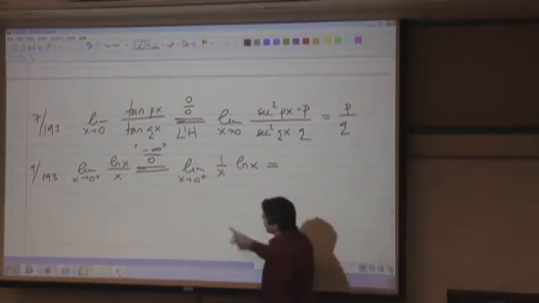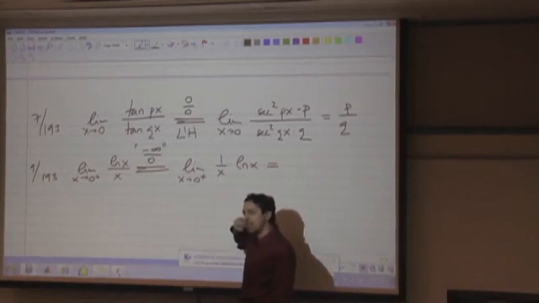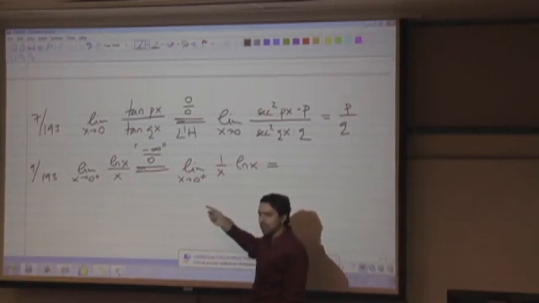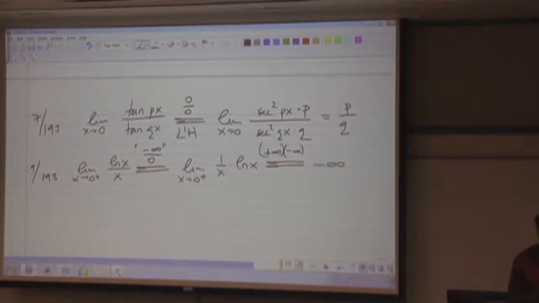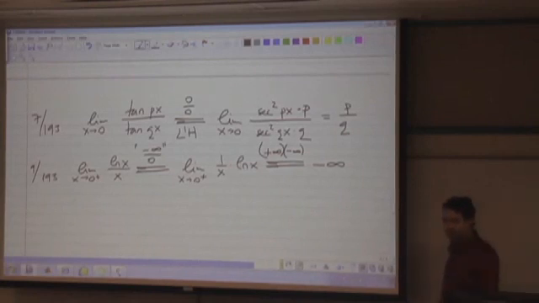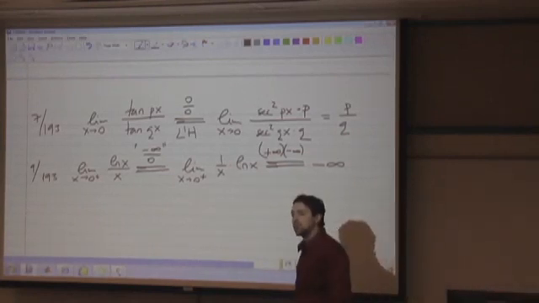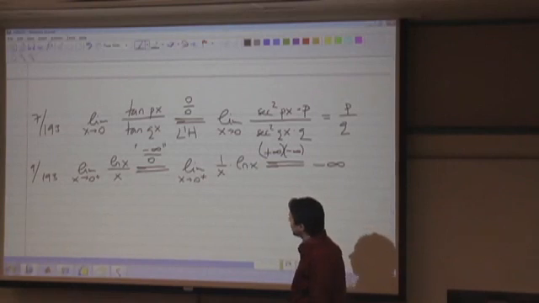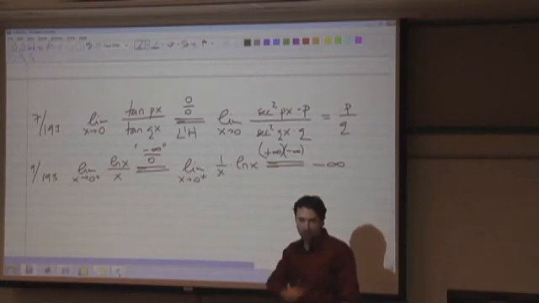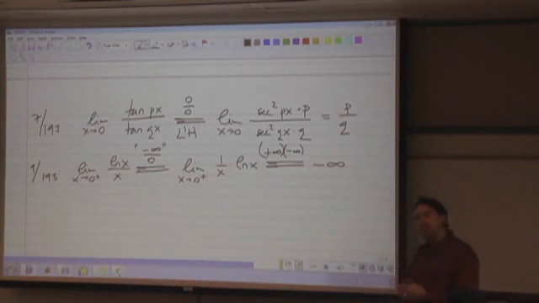Now, as x goes to 0 plus, where does 1 over x go? It goes to 1 over 0 plus, which is positive infinity. So this is positive infinity times minus infinity. So the end result is minus infinity. Does this make any sense? Yes. Where do you get the ln of x? ln of 0 plus? Think about the graph. ln of 0 plus is minus infinity.